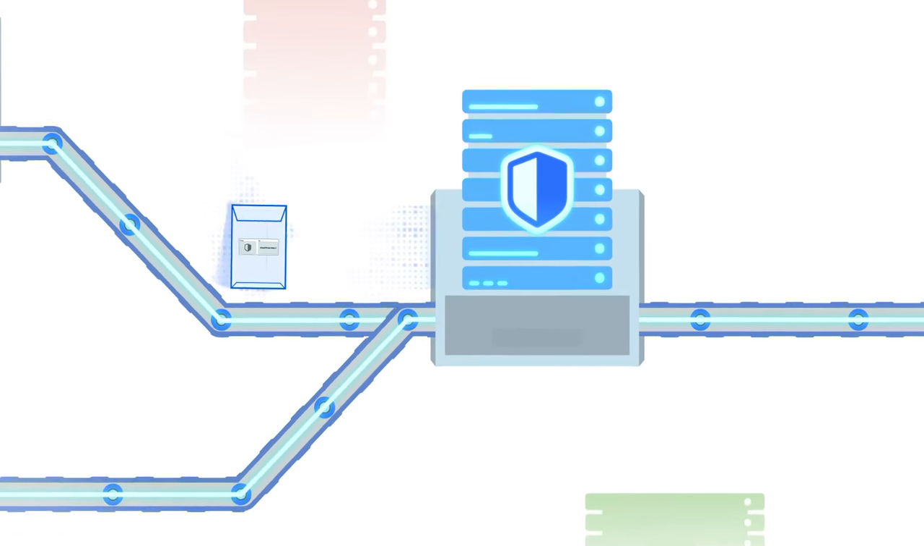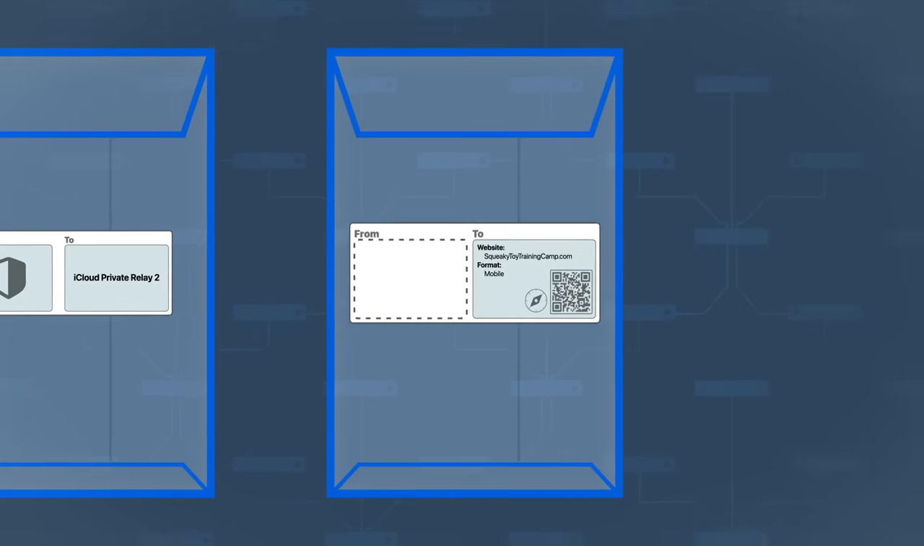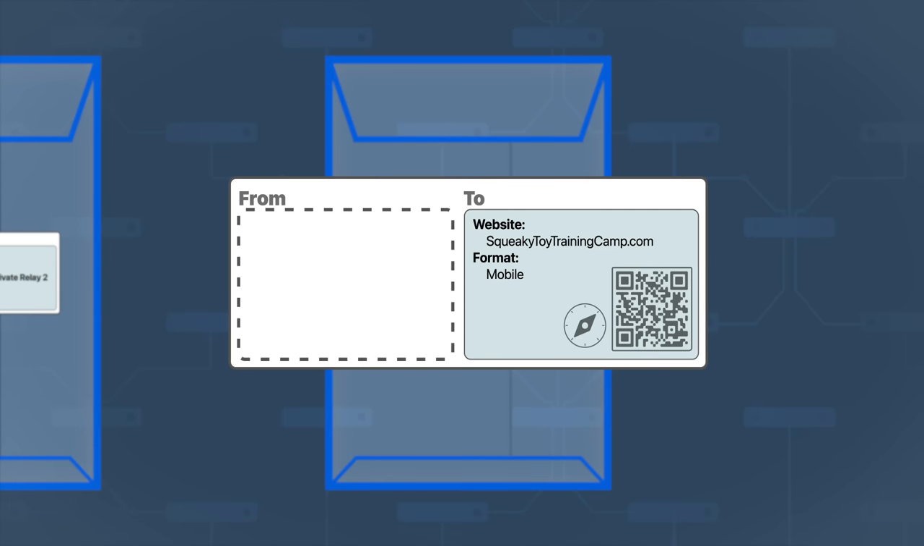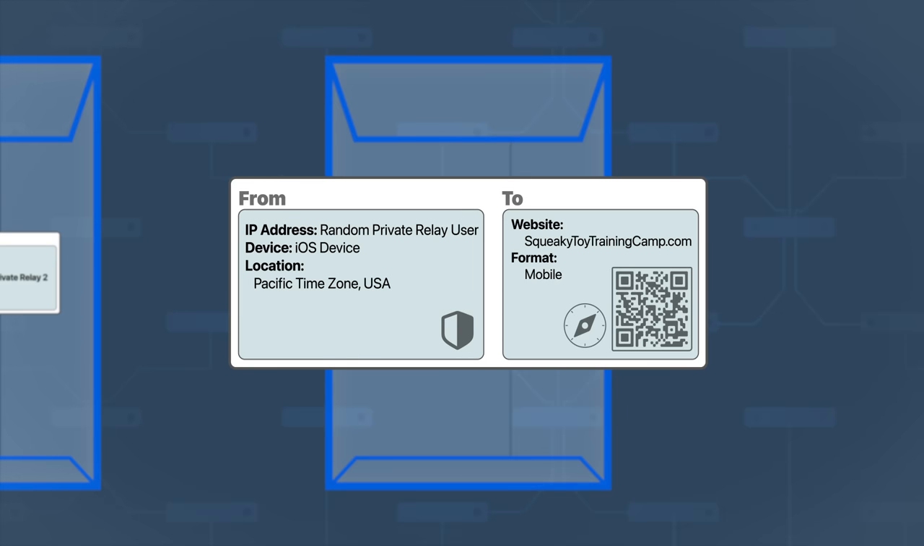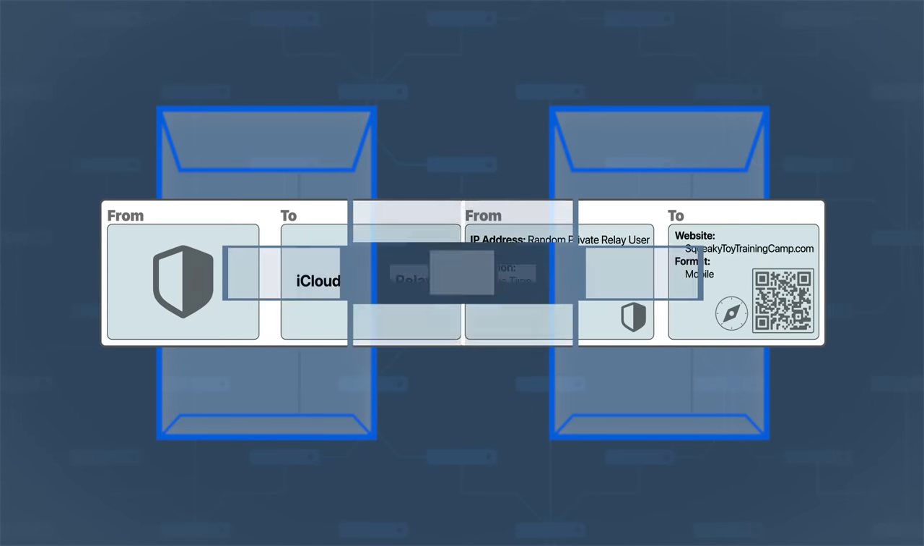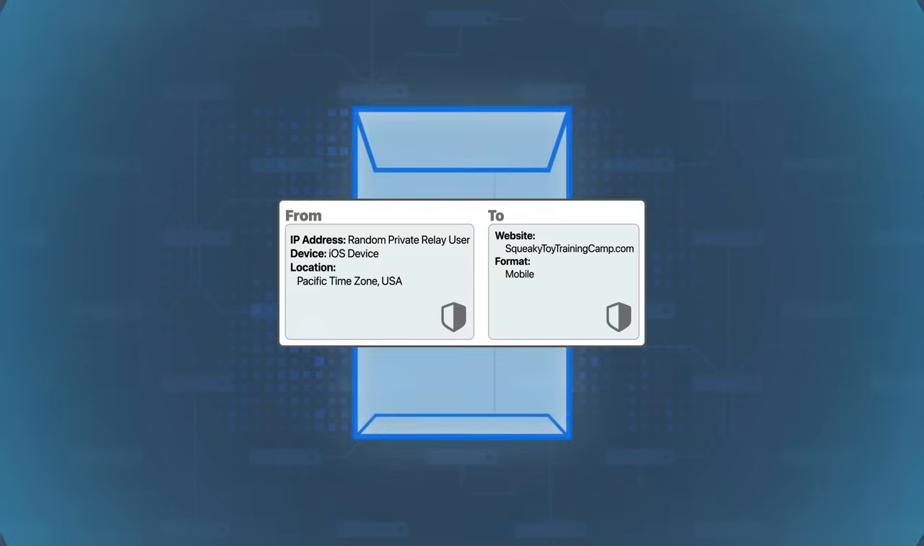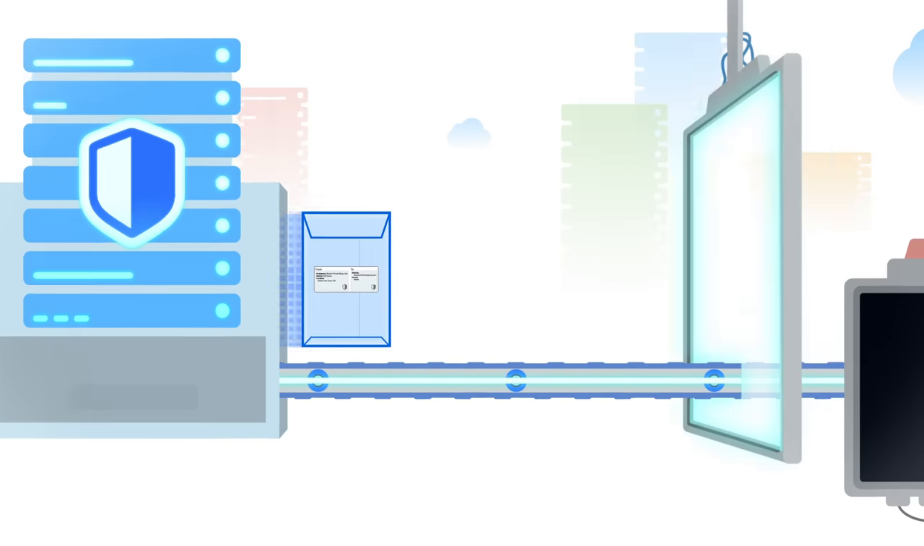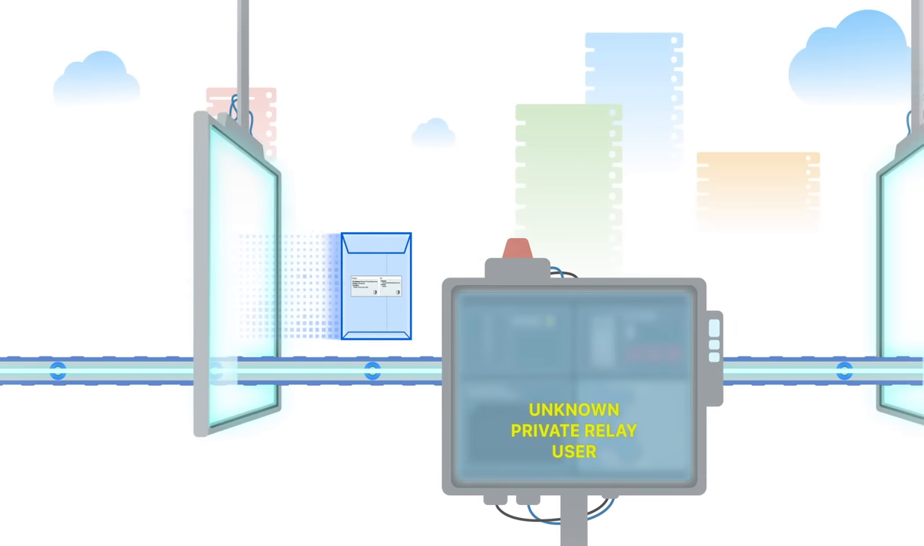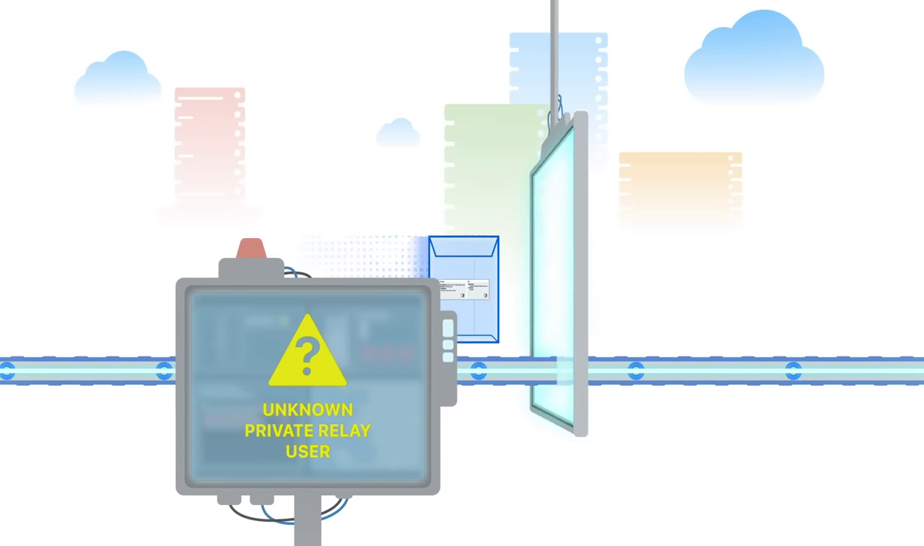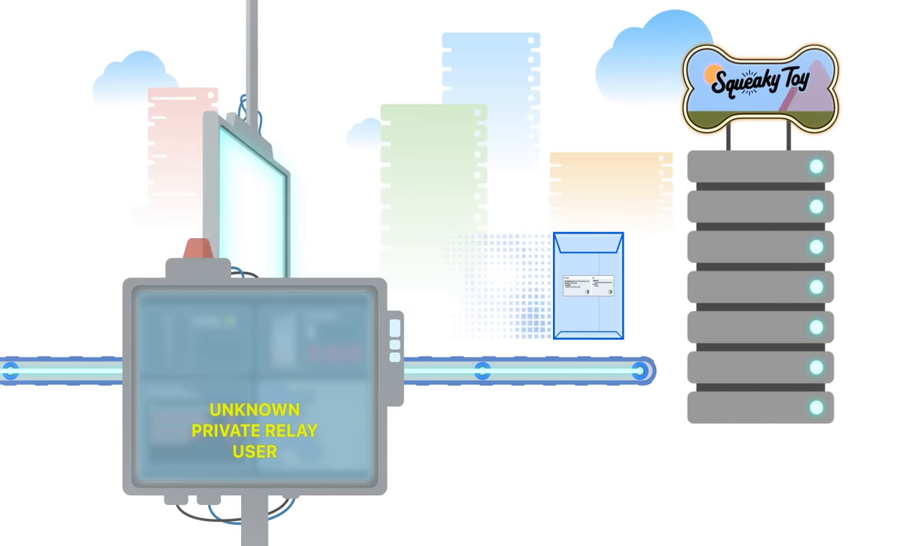The first internet relay only knows your IP address, not the website you want to visit. The second internet relay only knows where you're going, not your original IP address. Instead, it assigns a new private relay IP address that just shows your general location, like the city you're in. So there isn't a point along the way where your identity can be combined with your browsing activity. Your privacy is protected.